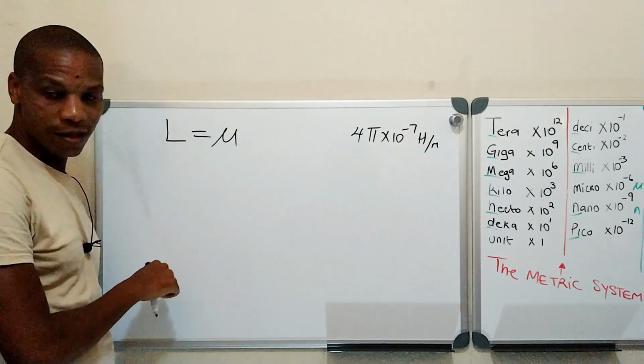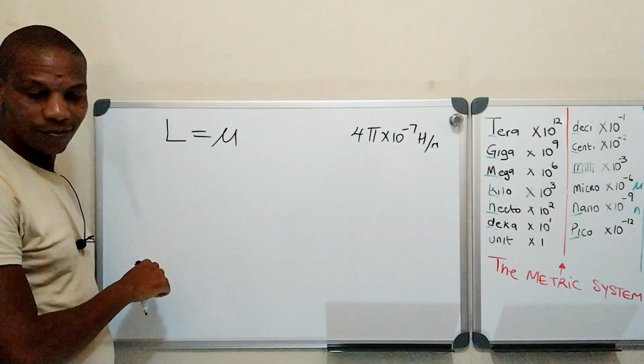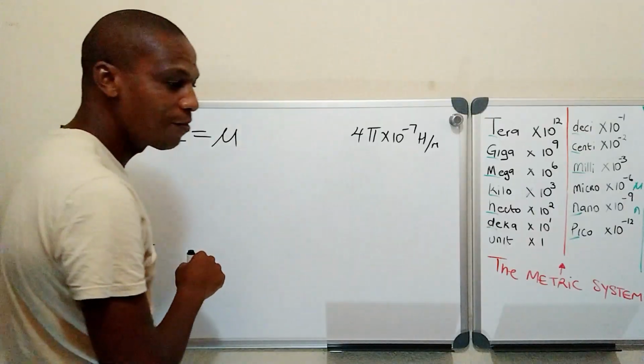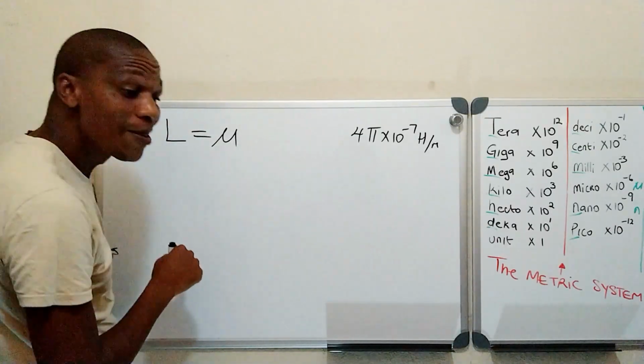What is Henry? Henry is the unit for an inductor. What are the unit for a resistor? Ohms. Ohms. Capacitor? Farad.